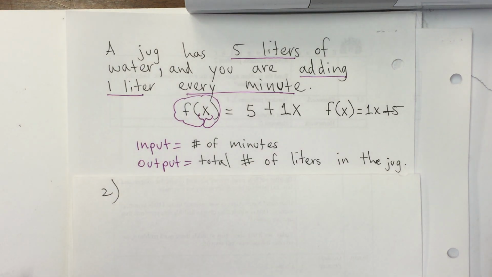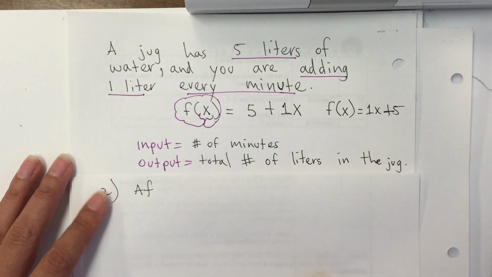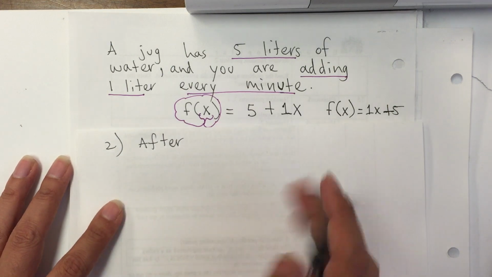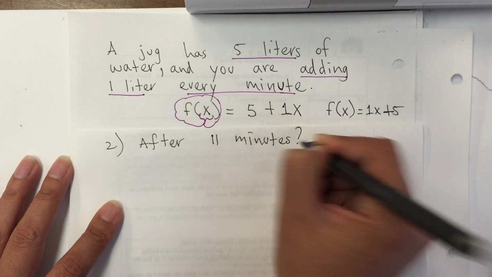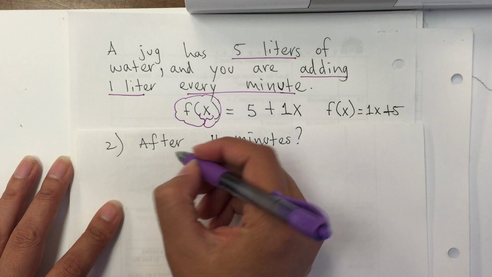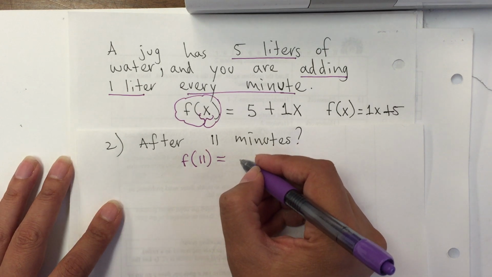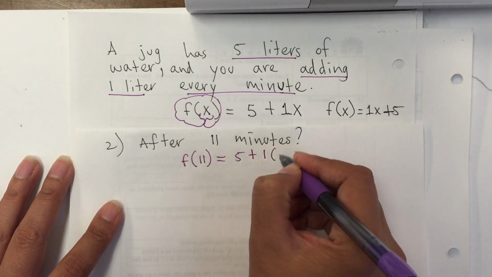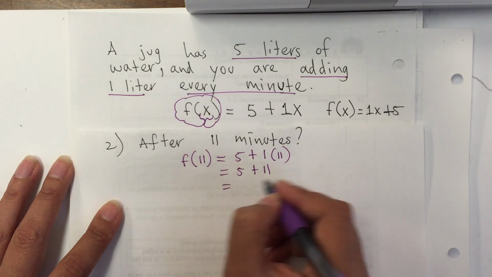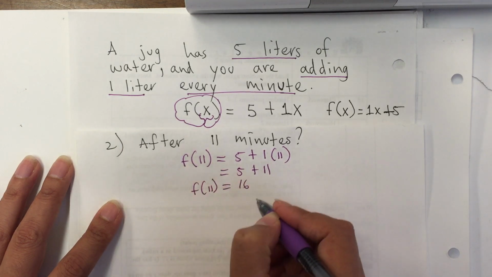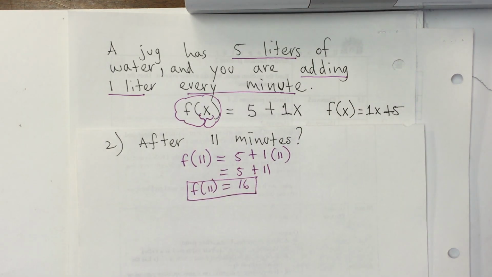Okay, for the second question, we're going to ask, what about after 11 minutes? Again, we would put f of 11, meaning after 11 minutes, how many liters will I have? Well, it's going to be 5 plus 1 times 11, which is 5 plus 11, which is 16. So f of 11 equals 16, meaning that after 11 minutes, I will have 16 liters.